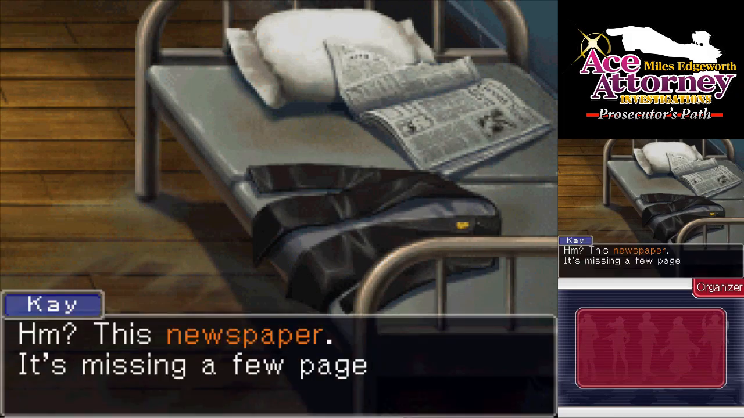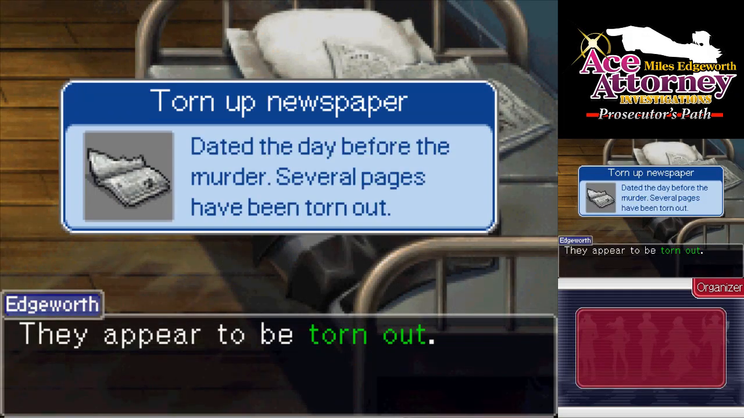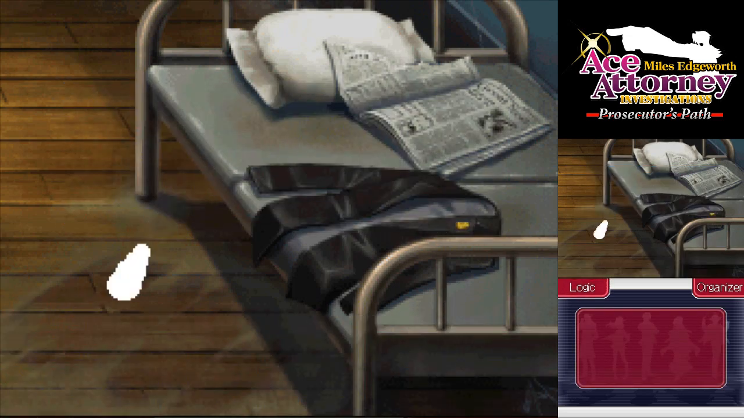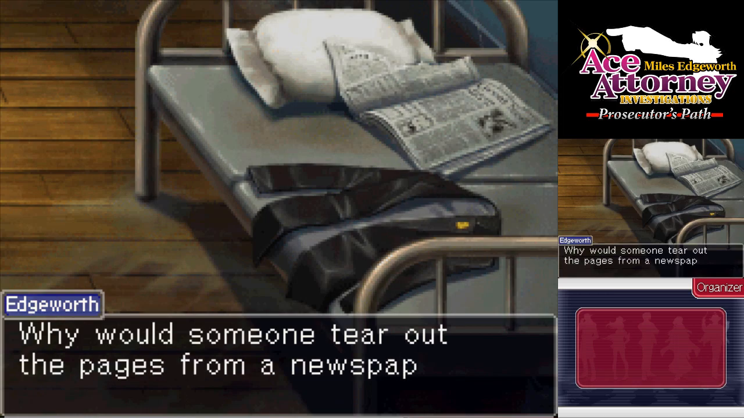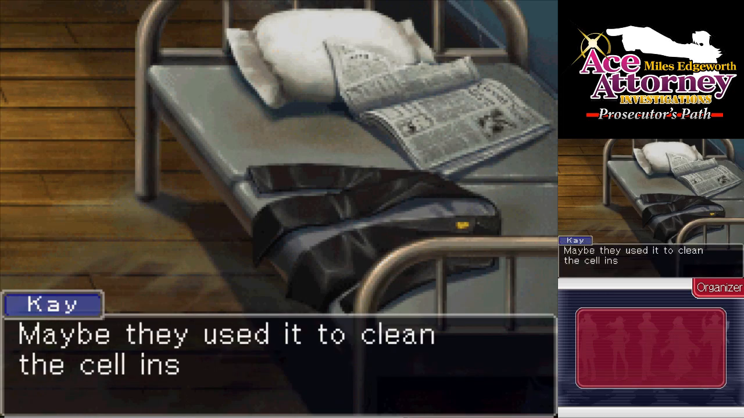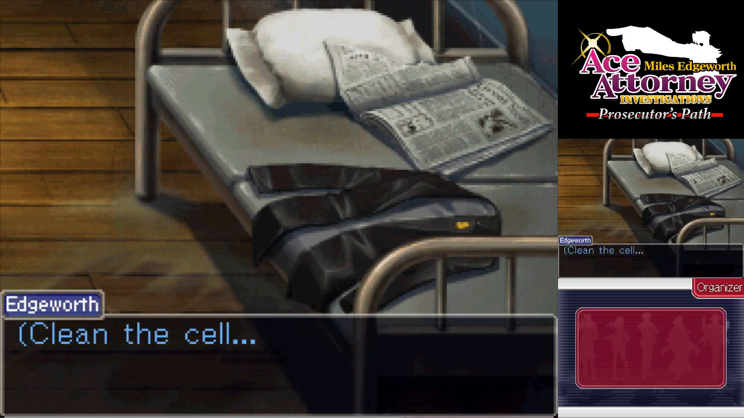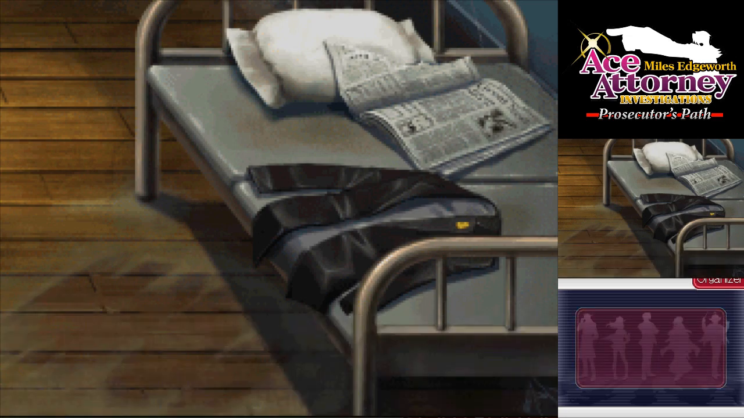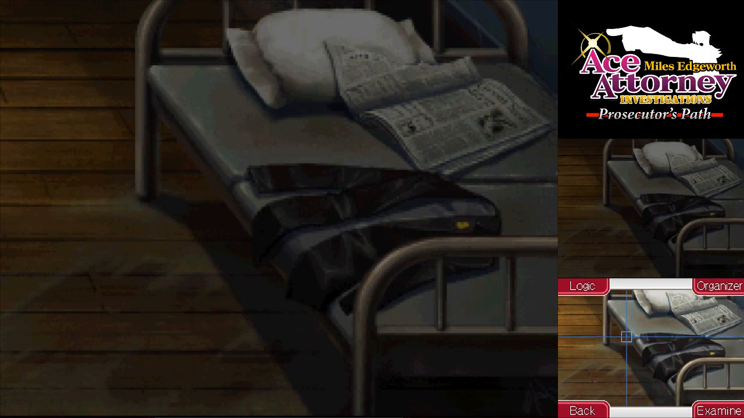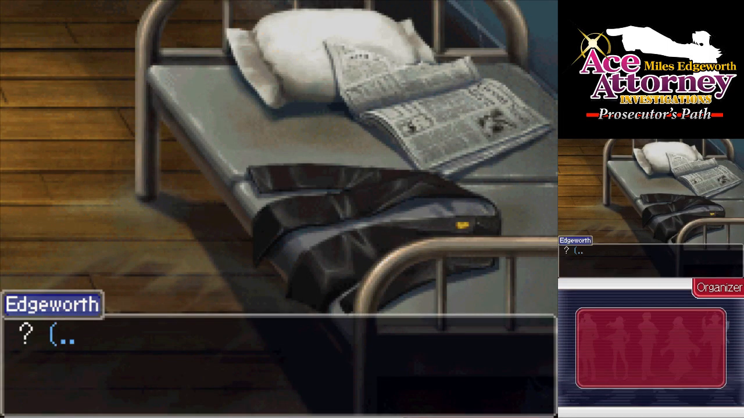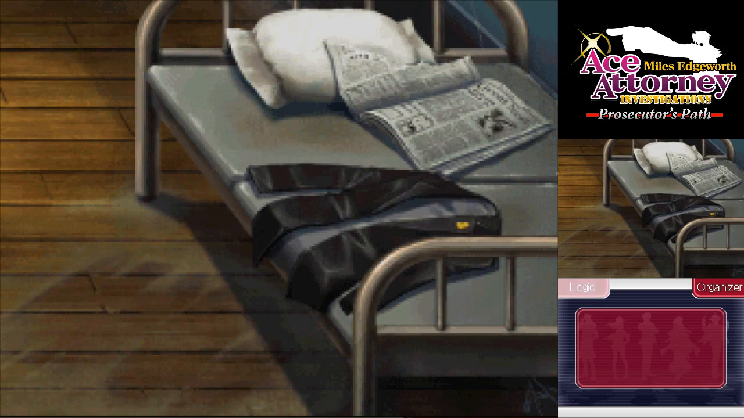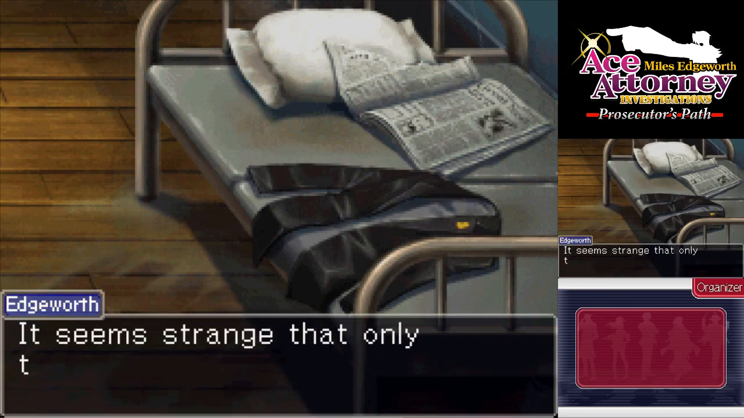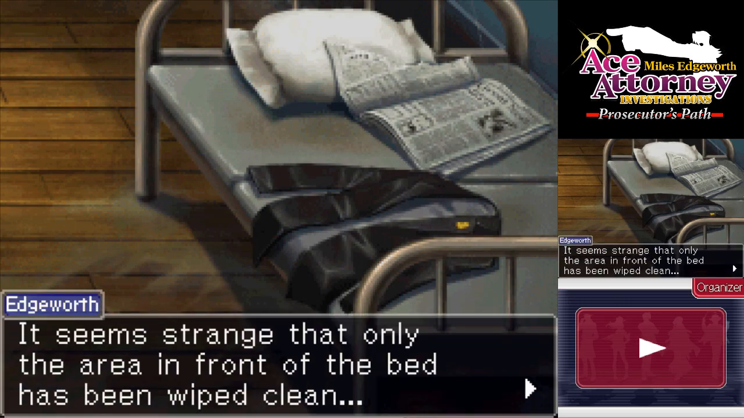This newspaper. It's missing a few pages. They appear to be torn out. Why would someone tear out the pages from a newspaper? Maybe they used it to clean the cell instead of a rag. Clean the cell? It's quite possible. Something seems off. The floor here is clean. Was it mopped recently? It seems strange that only the area in front of the bed has been wiped clean.